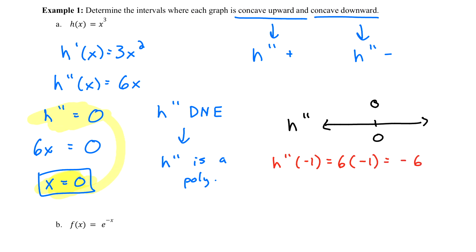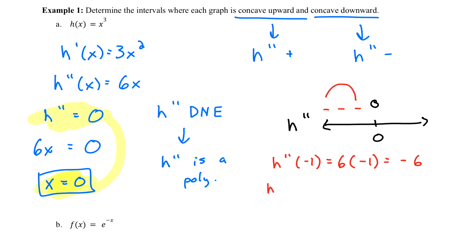So that means that h double prime is negative on the left-hand side of 0, which means that the graph is concave downward on that side of our partition number. And then we're going to do the same thing on the right-hand side of 0.